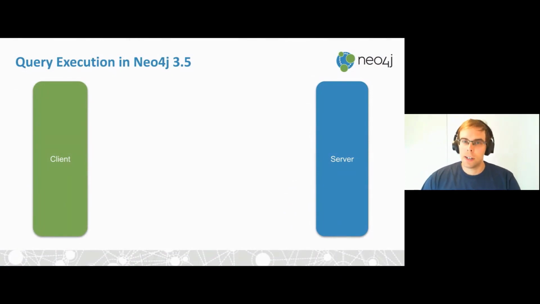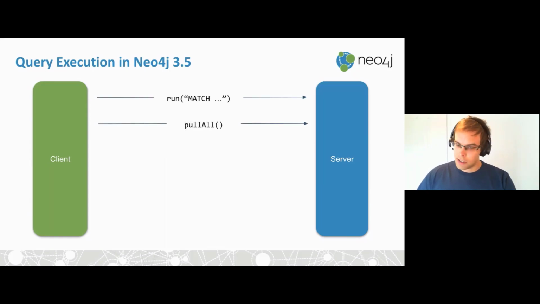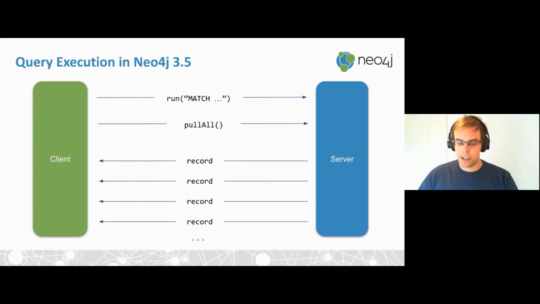First, I'm going to explain how query execution works in the previous version, Neo4j 3.5. What we typically do from a client's perspective is run a Cypher statement against the server, and then immediately afterwards we want to consume the results from that query. So we send a request to the server to send back all the records, and the server obliges, sending back these records until either the query has been exhausted on the server, until all the results have been returned, or until possibly there's some sort of connection issue which stops the server getting through to the client.